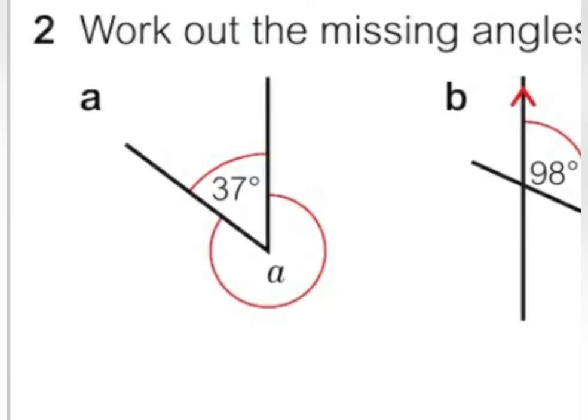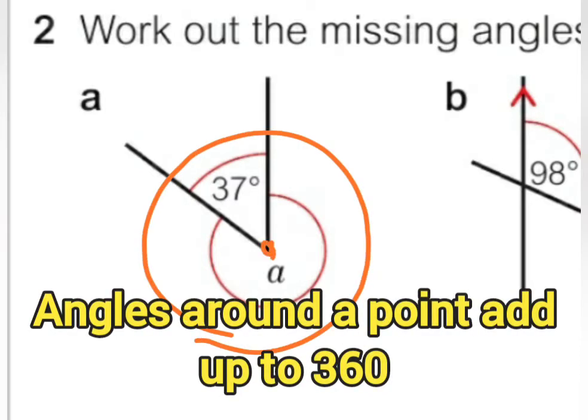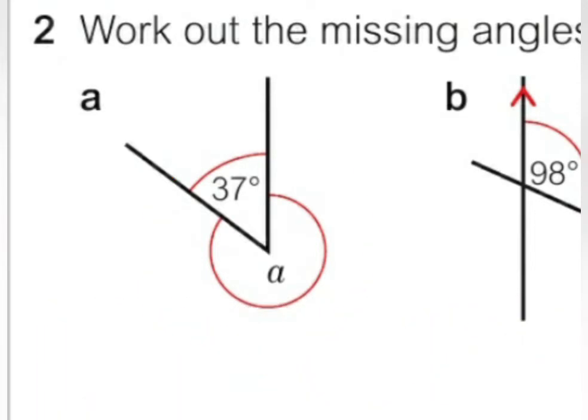In question A, we have 37, the angle inside or the interior angle. The question needs this angle, A. How can we find this angle? By using the rule of angles around a point. Angles around a point are equal to 360. So how do we find A? By subtracting 37 out of 360.